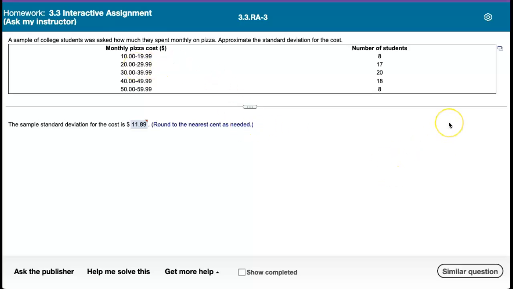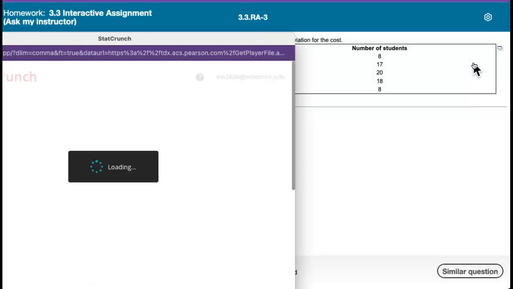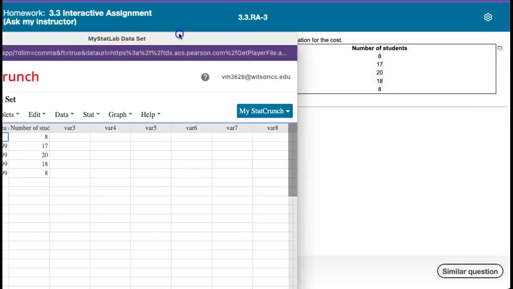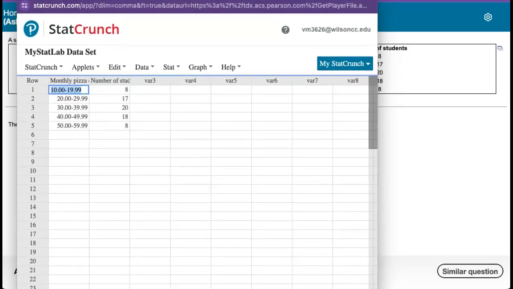But instead of doing this by hand, I'm going to use StatCrunch. So over here on the right-hand side, notice this little blue box that will allow us to open up that information in StatCrunch. Let me see if I can pull this over where we can see it a little better. Okay, and here our commands are very simple. We don't even have to calculate the midpoints.